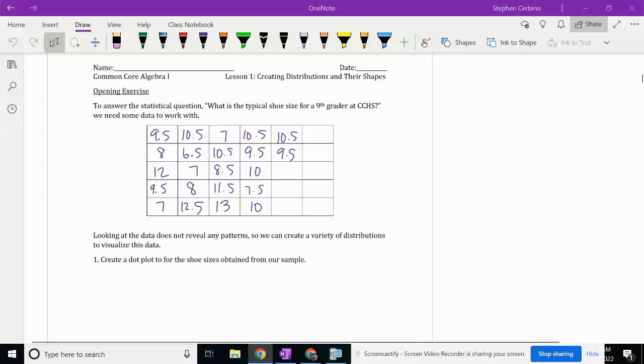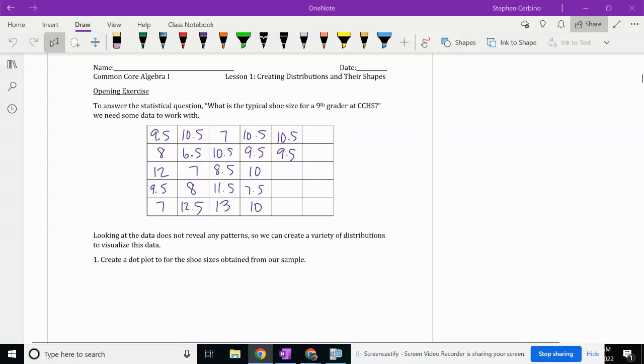So the first lesson, we're creating something called distributions. Anytime that we collect data, we can go through and distribute the data so that we can look at whatever patterns arise. The opening exercise asks a statistical question. What is the typical shoe size for a ninth grader at Cornwall Central High School?